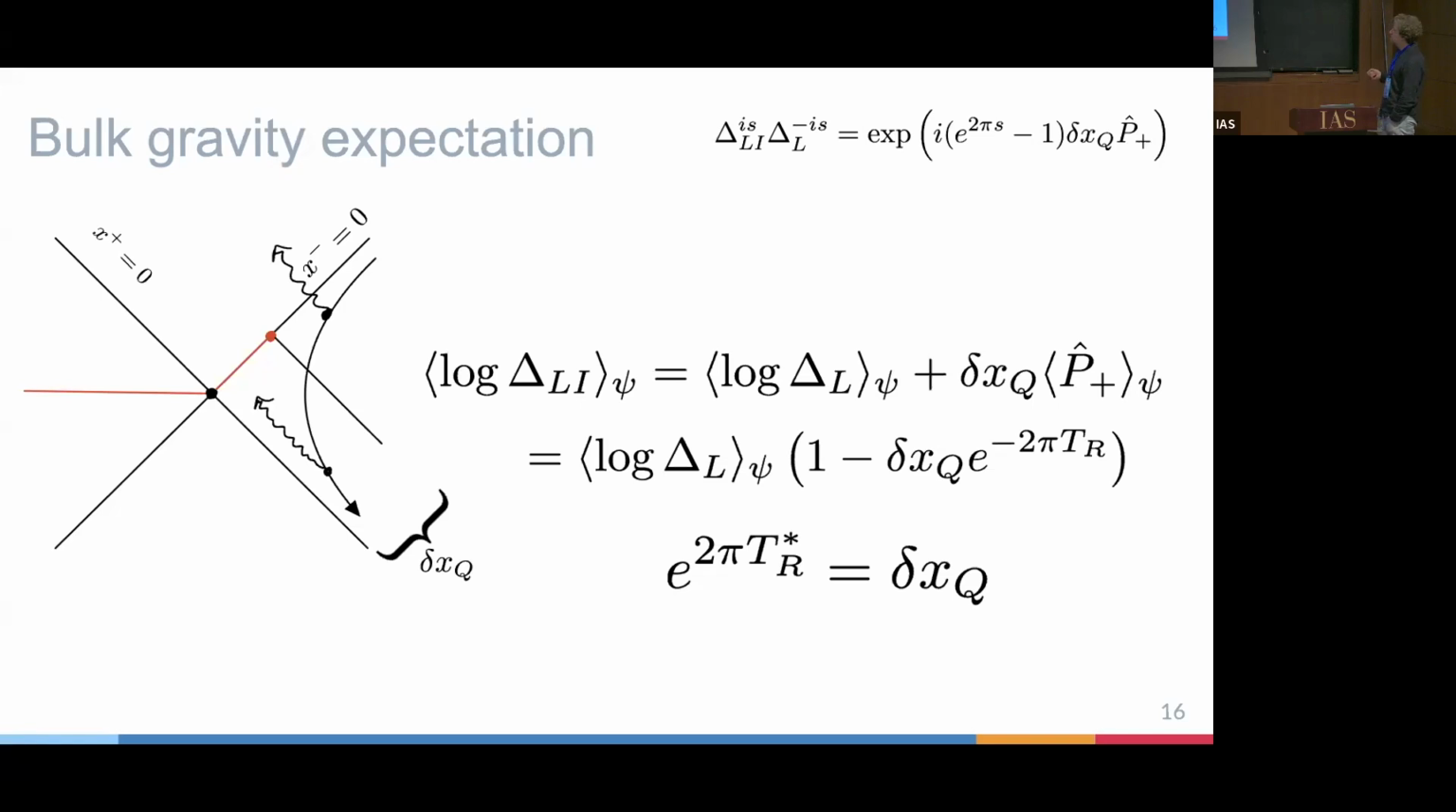And remember this is the difference of the relative entropies. When this crosses from positive to negative is precisely when this particle is null separated from the entanglement wedge boundary, from the quantum extremal surface. Okay? So this is what we expect in gravity. This is an explicit bulk calculation.